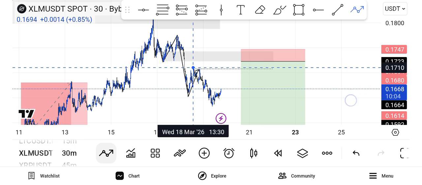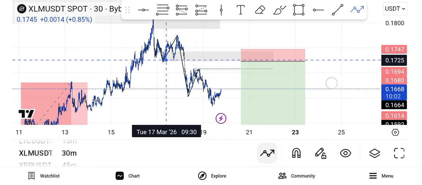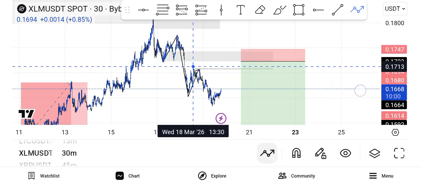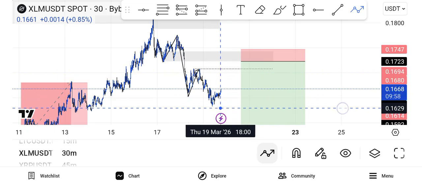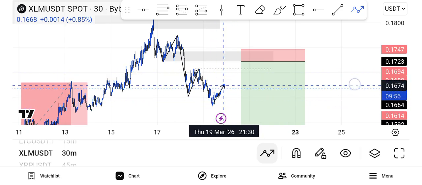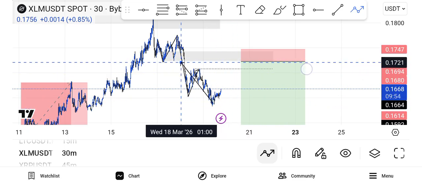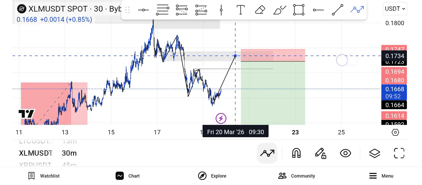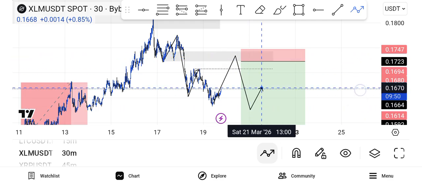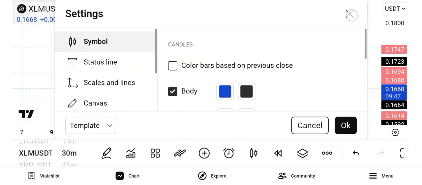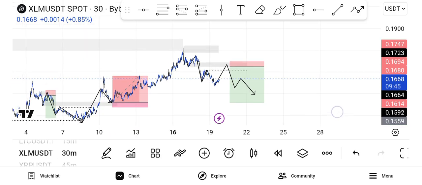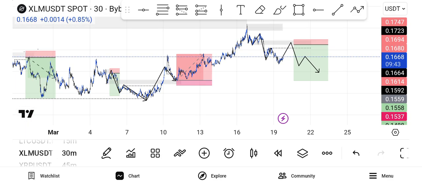So we now have the same structure. Now we have my POI here, and we have my inducement. So what I'm expecting from this market now is for the price to react from my point of interest and bounce back all the way down, all the way to the low, and just keep selling.